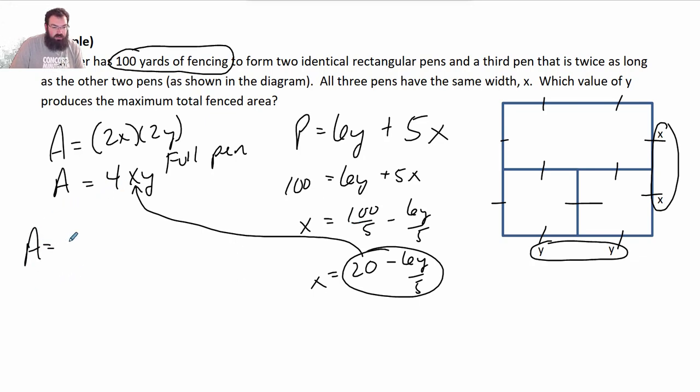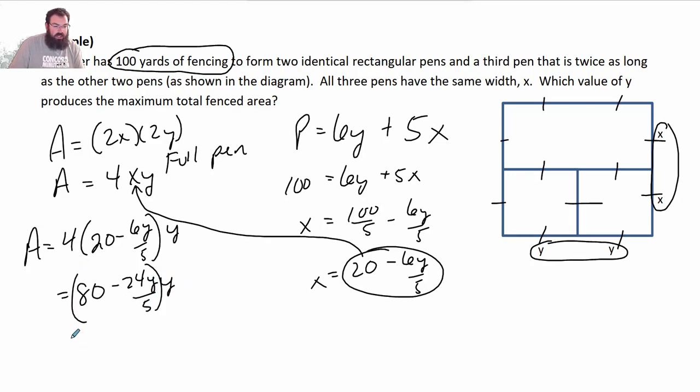So I get the area is equal to 4 times 20 minus 6y over 5 times y. Okay, so I'm going to kind of multiply all that out. So it's going to be 80 minus 24y over 5, and all of that is still times y, and so then it's really going to be 80y minus 24y squared over 5.